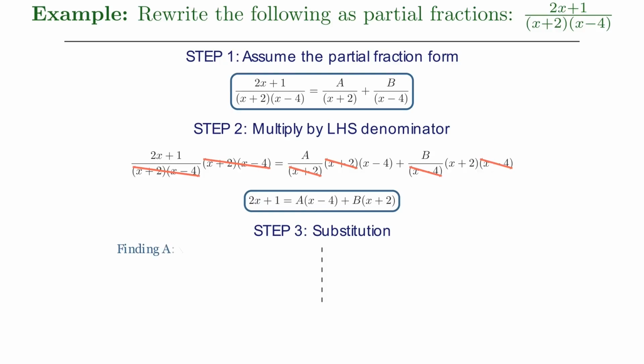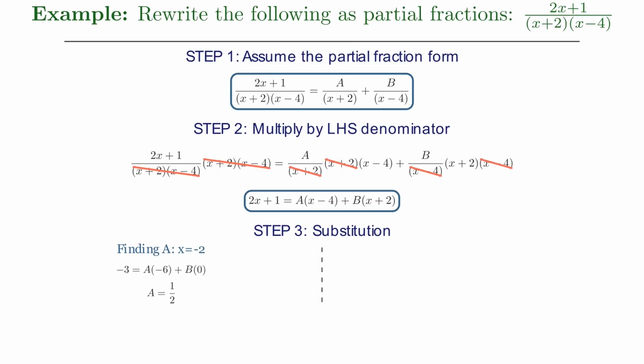So to find the A, I want to try and make x + 2 equal to 0. So to do this, I'm going to pick x equals -2. Substituting this in, 2 times -2 plus 1 equals -3. This is equal to A times (-2 - 4), so -6A, and B times (-2 + 2), which is 0B. So dividing by the -6, we get that A is equal to 1/2.